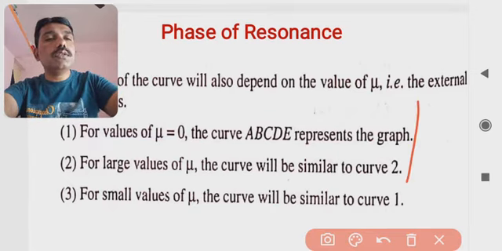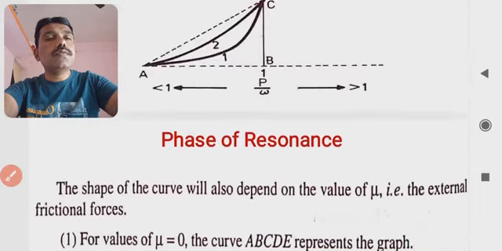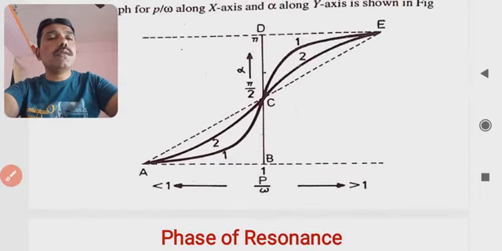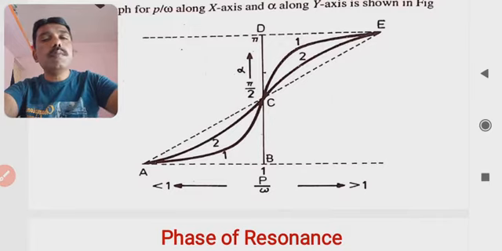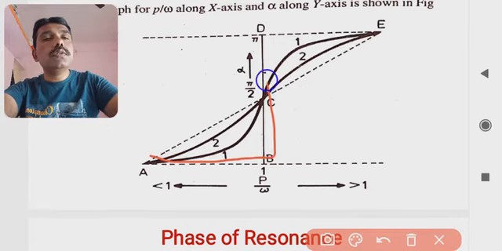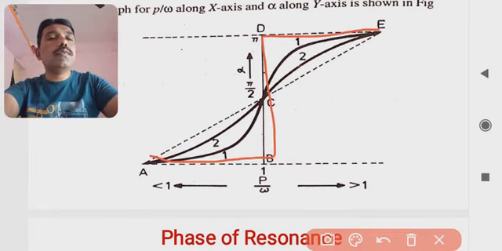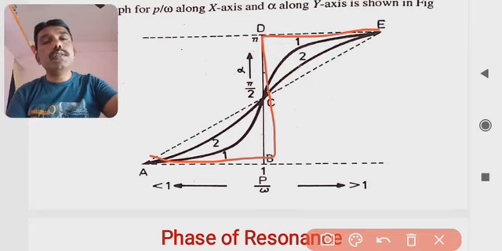If you look at this case where the frictional forces are 0, then the graph will be like this, ABCDE. It is ABCDE, likewise this, when there are no frictional forces, that is mu is equal to 0.